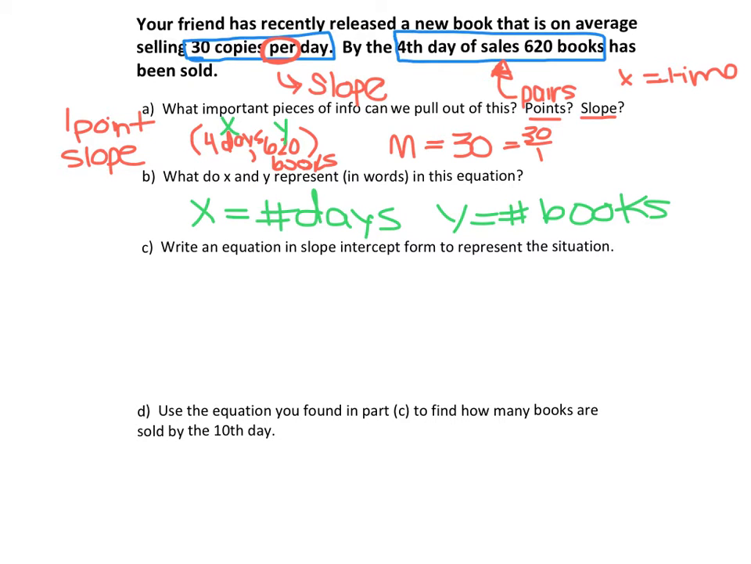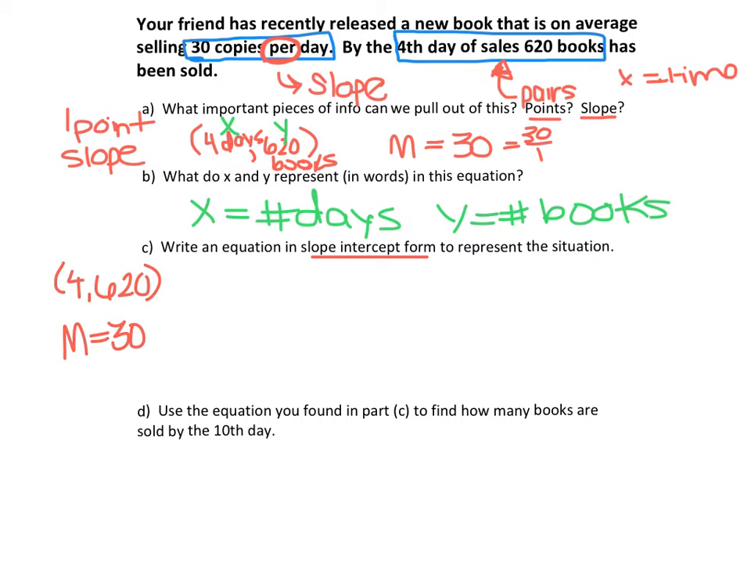So now my next step is I'm going to write an equation in slope-intercept form to represent this particular situation. So I'm going to take the information that I have. I have 1 point, which is (4, 620), and I have my slope of 30. And what I'm going to do is start in point slope form, just like I always have, and then I'm going to rewrite my equation into slope-intercept form.